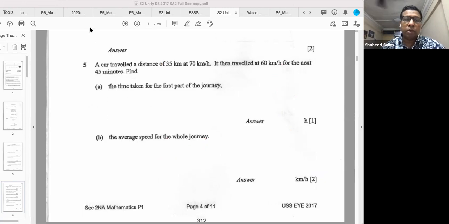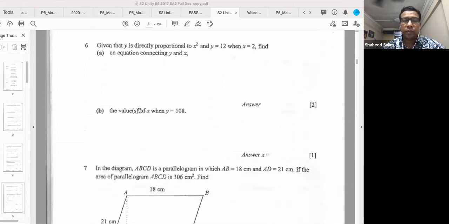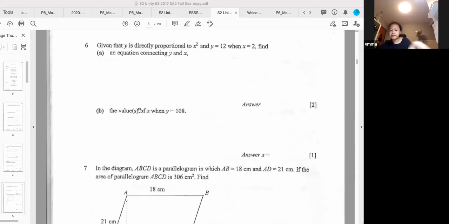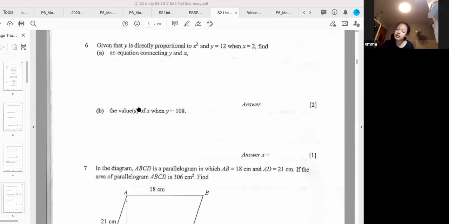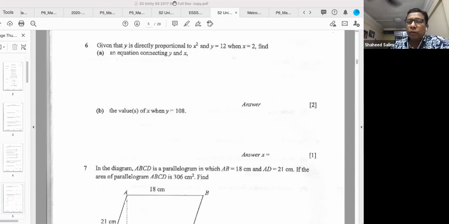Okay, number 6. y equals 6x squared. Okay, can you do your working for that? Can you take a photo of it and show me? I just 12 divided by 2 equals 6. Okay, but you know, we must write down the working here.